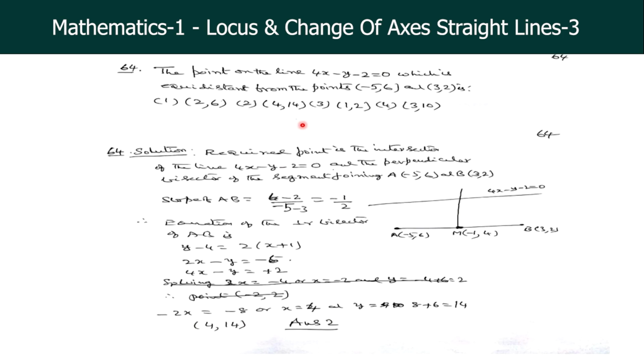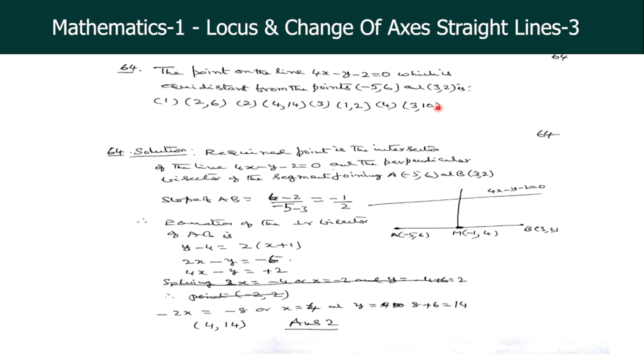64. The point on the line 4x - y - 2 = 0, which is equidistant from the points (-5, 6) and (3, 2) is: 1. (2, 6), 2. (4, 14), 3. (1, 2), 4. (3, 10). And if P(x1, y1) is any point which is equidistant from (-5, 6) and (3, 2), then you can use PA = PB, that is PA squared = PB squared.